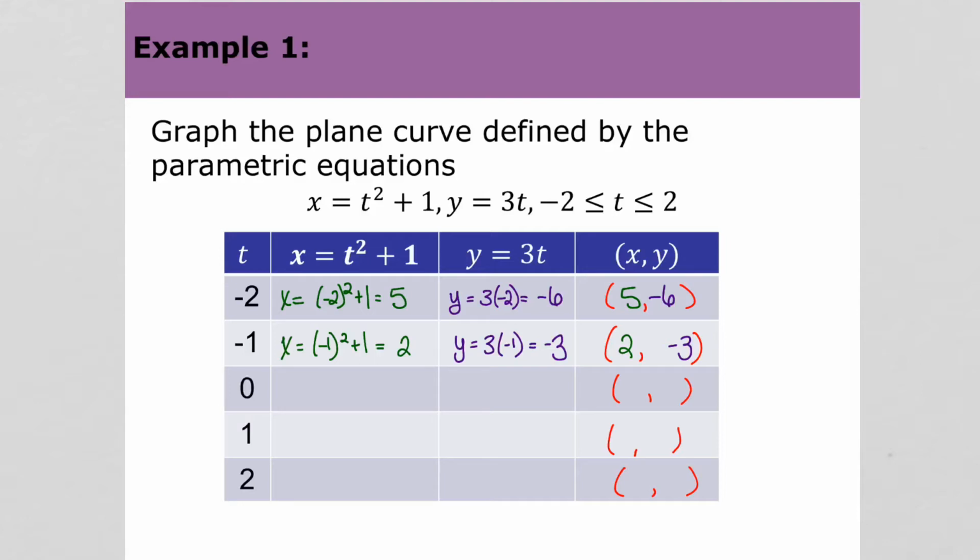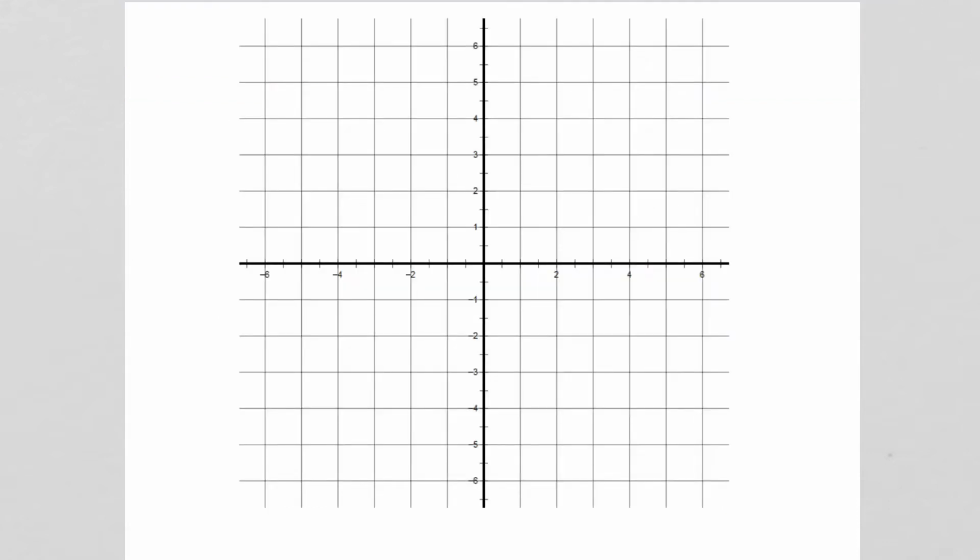Let's do one more of these together. So if we plug in 0, we've got 0 squared plus 1. That's just 1. And y equals 3 times 0 is 0. And then the last two, that gives us x to be 2 and 5 when you plug those in, same way, and y to be 3 and 6. So what we're going to do is take these points and plot them on our graph.